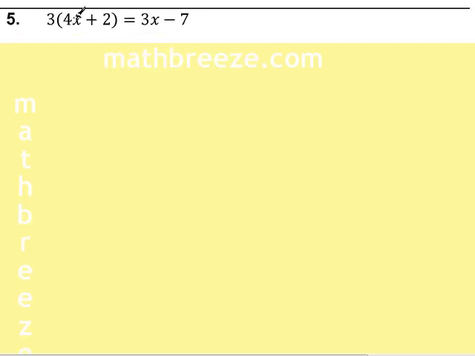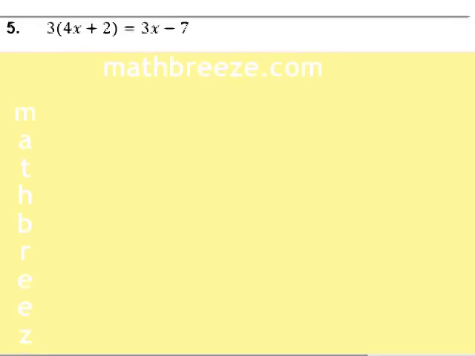In number 13, we have some simplifying to do first on the left-hand side. We're going to open up parentheses, and what we're going to do is we're just going to do the distributive law. We're going to multiply through by 3. Multiply both terms in parentheses by 3. So we have 3 times 4 is 12, so we have 12x plus 3 times 2, that's 6, is equal to 3x minus 7.